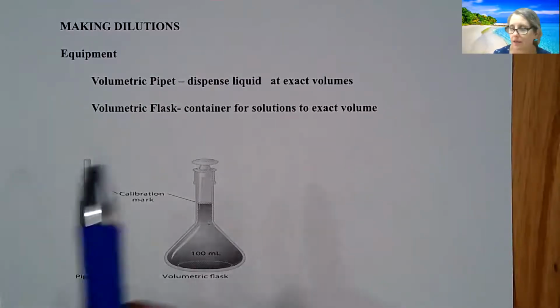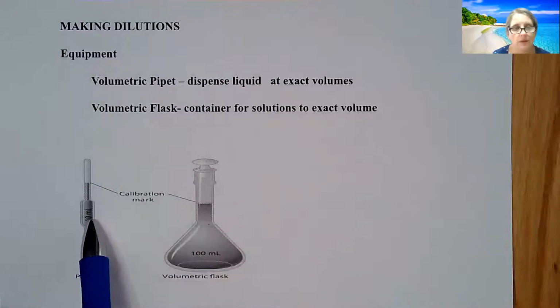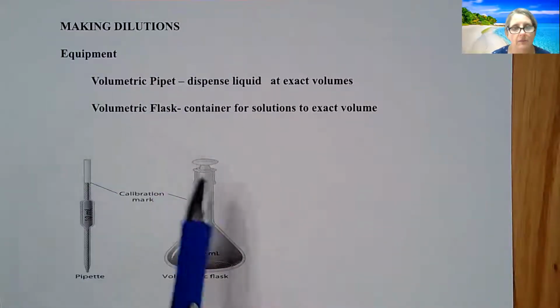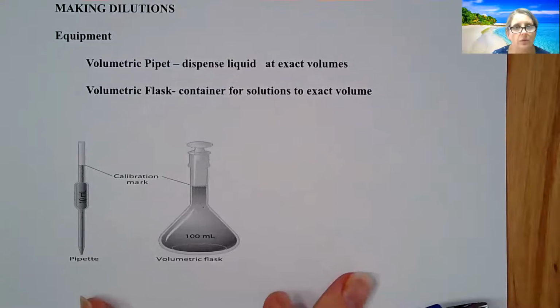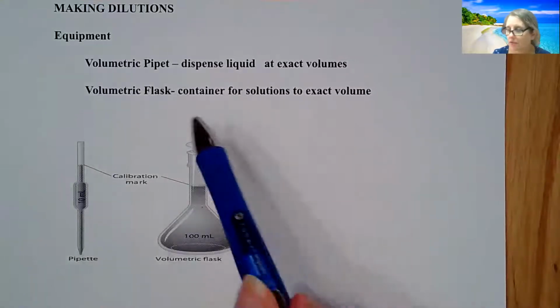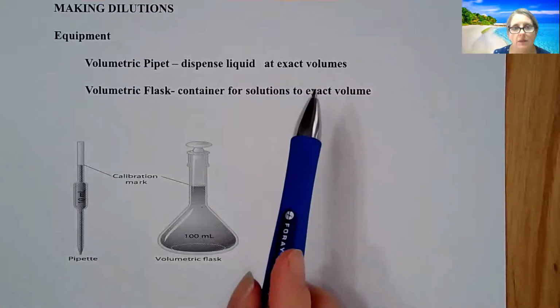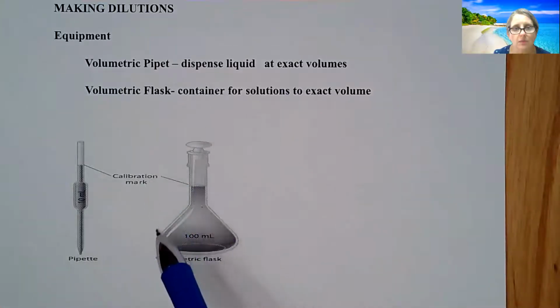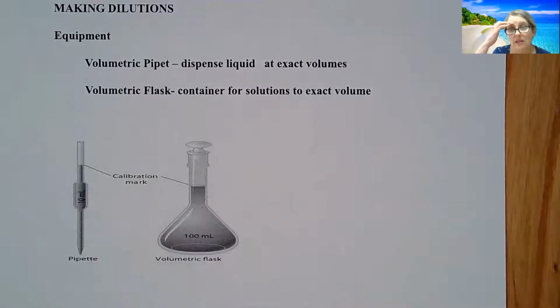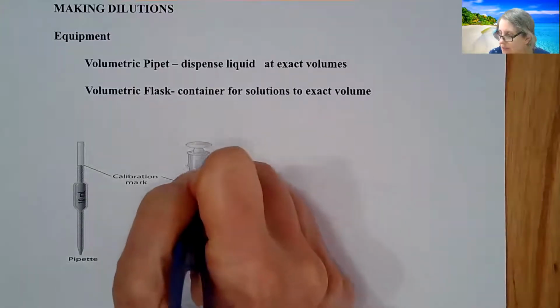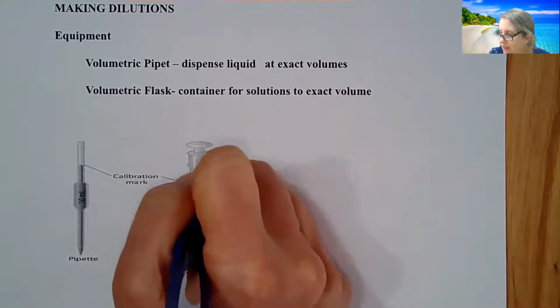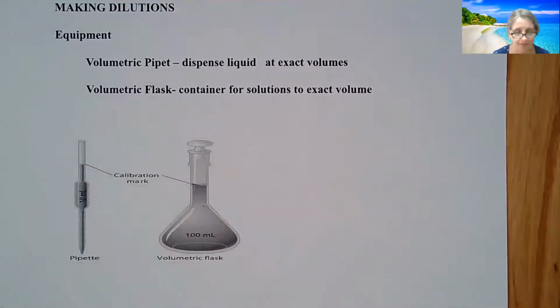solutions. One is called a volumetric pipette. That's the one here on the left. And a volumetric flask is the one here on the right. So the volumetric flask is used as a container for any solution to be an exact volume. This piece of glassware is made to contain a certain volume. And what you will see is always a line on the neck of a volumetric flask that gives you exactly where that volume is going to be.